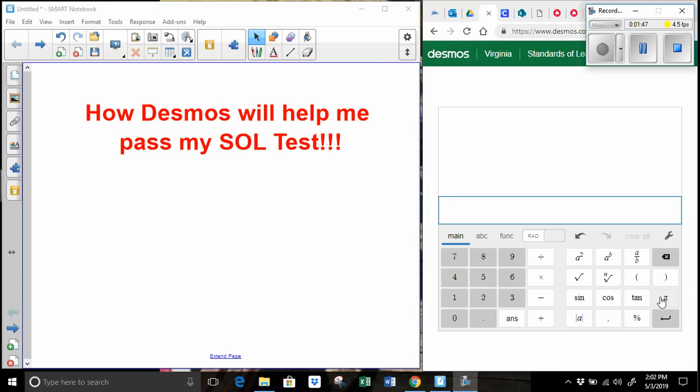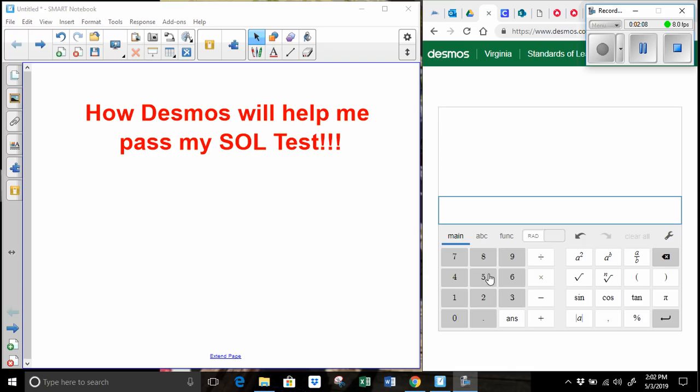Our pi button is there. However, most teachers are going to ask you to use 3.14 for pi. We have these 2 bars here, which means absolute value. We have a comma, and then we also have a % of key. So those are some of the main different buttons that you have when it comes to the Desmos calculator.